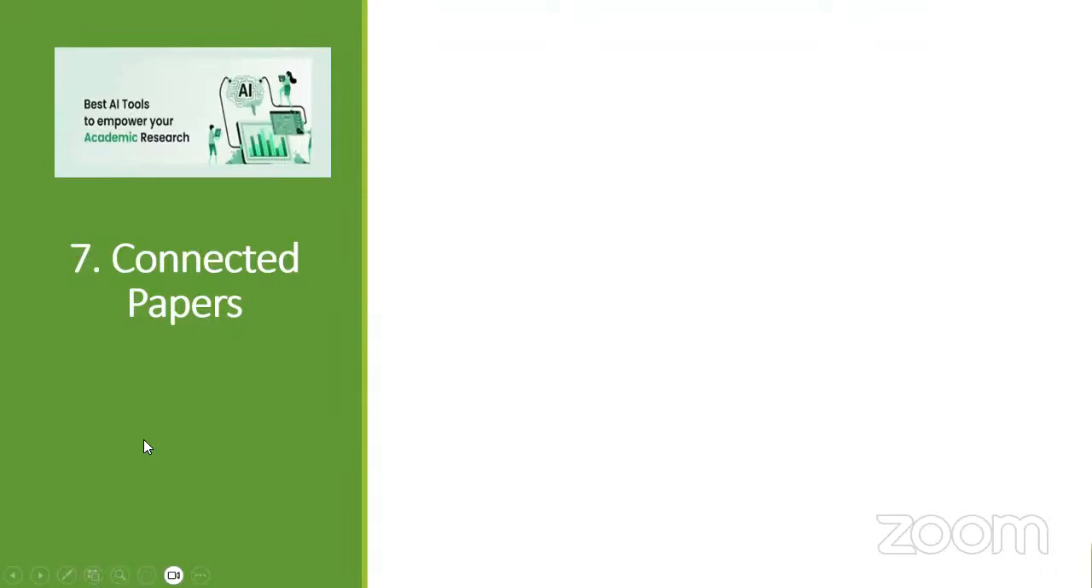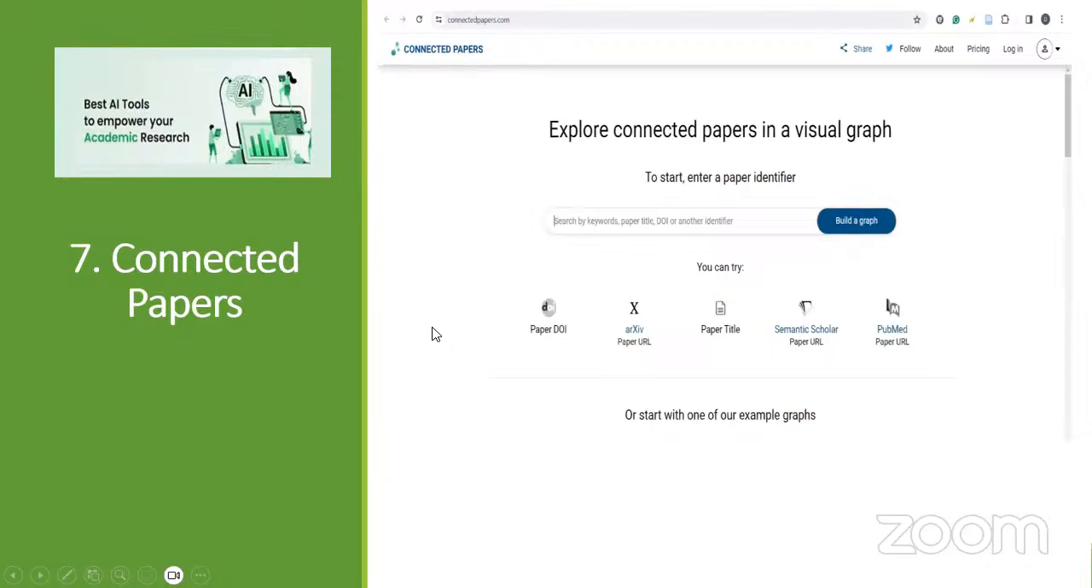Connected Papers. This is another very nice tool I found. It explores connected papers in a visual graph. It shows you a graphical representation and allows you to build a graph that gives you a visual picture of how your research is connected to other research undergoing all across the globe, and you are shown your position. You can see whether you are in line, contrasting, or otherwise trailing.